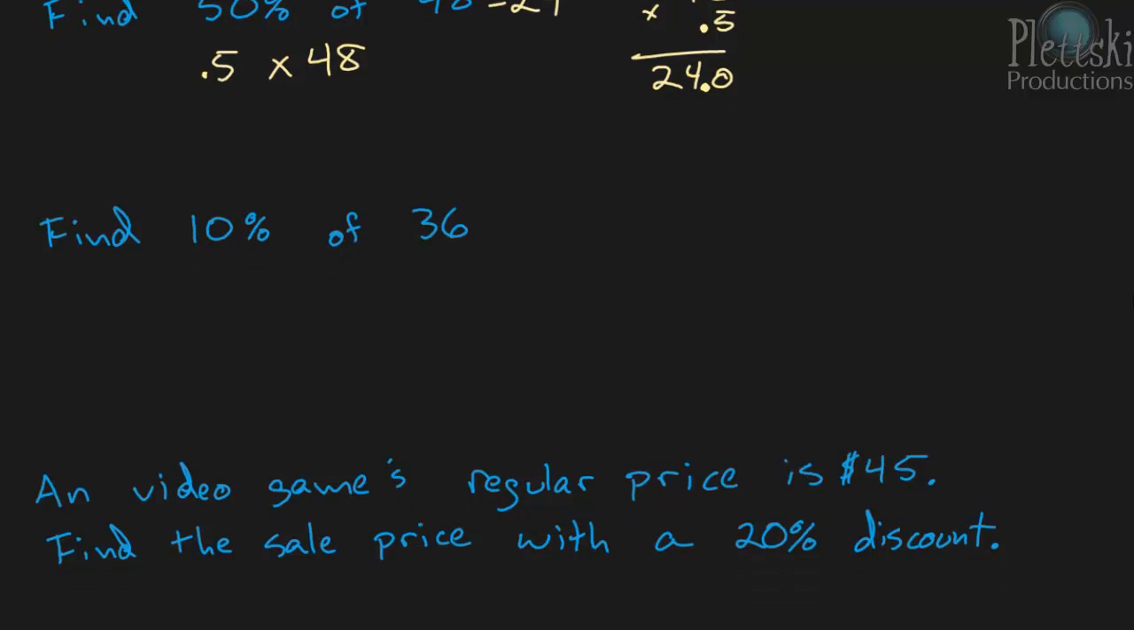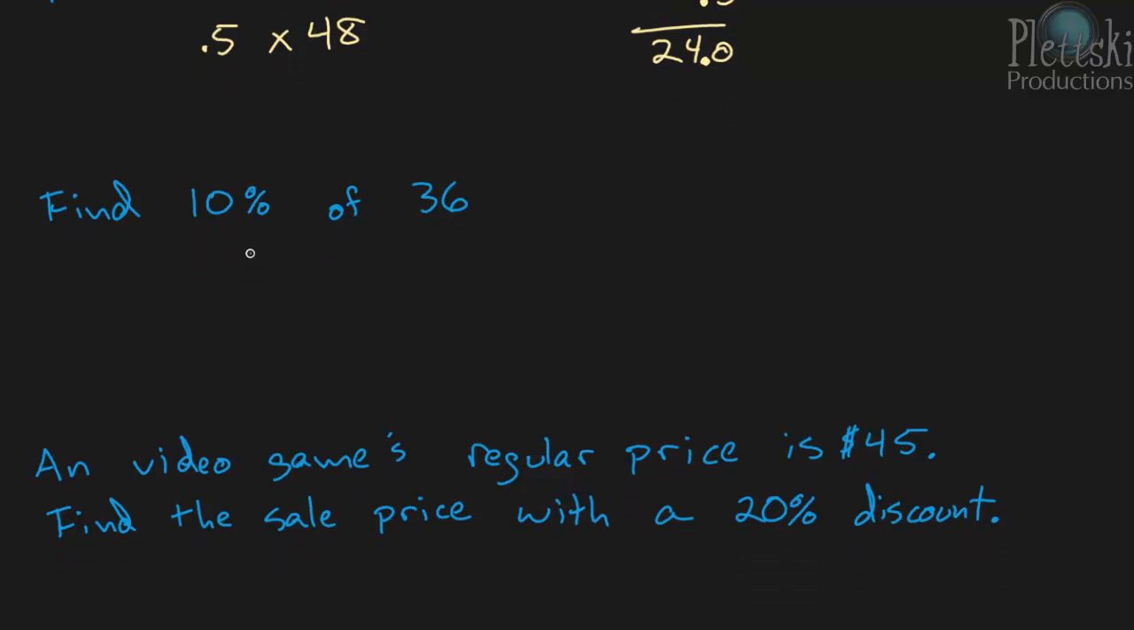Okay, the next one. Find 10% of 36. Let's do the fraction for this one. You could do the decimal, but let's do the fraction. So 10%, that's the same thing as 10 over 100. And then that can be simplified to 1/10. If you divide the numerator by 10 and divide the denominator by 10, you'll get 1/10. So now we have 36 times 1/10.